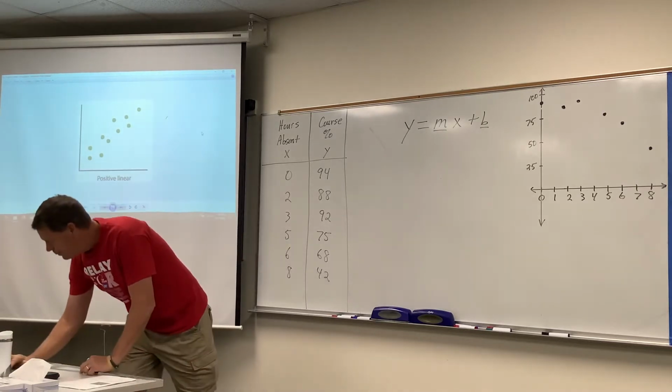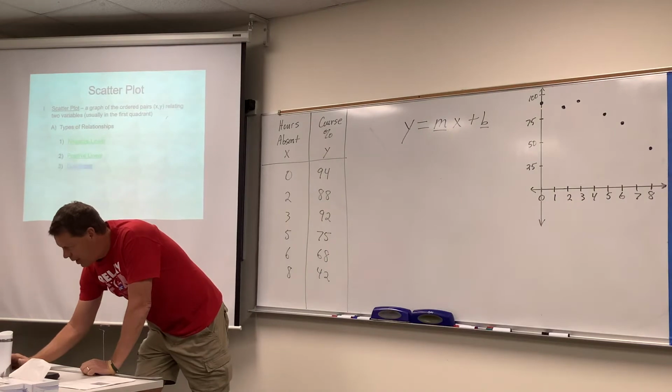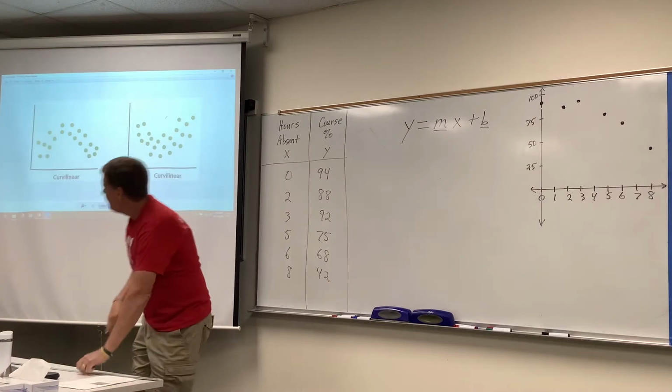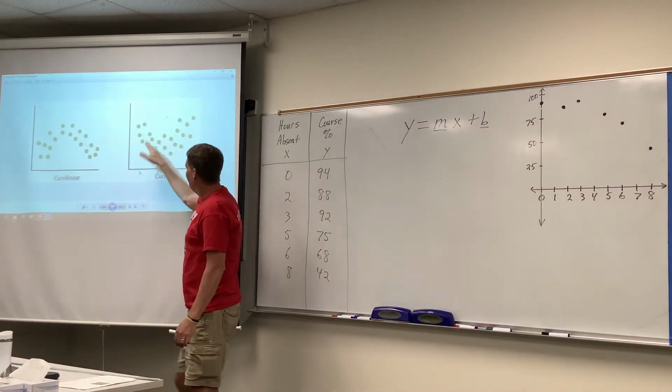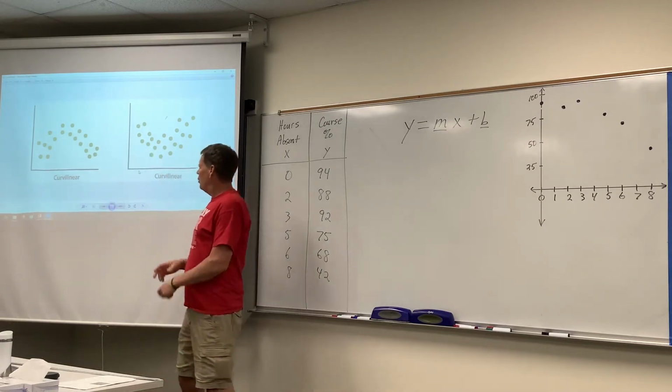But other things could happen. For example, if your scatter plot looked something like this, they call that curvilinear. It's not a line. I've always thought that was a strange term, curvilinear.